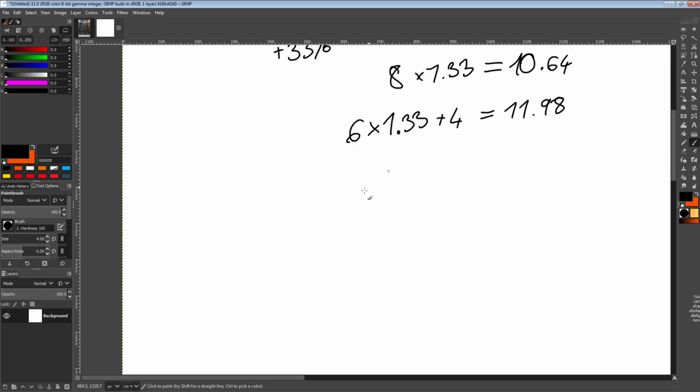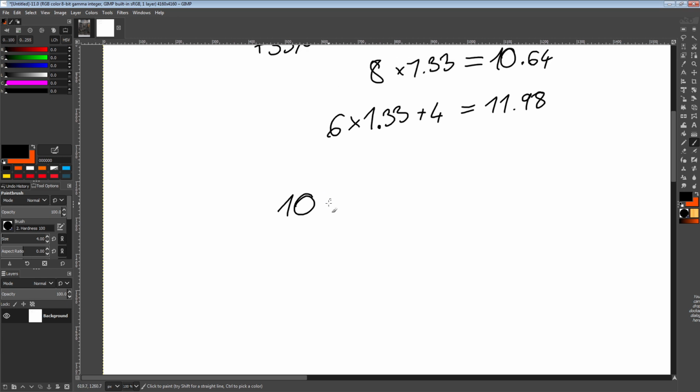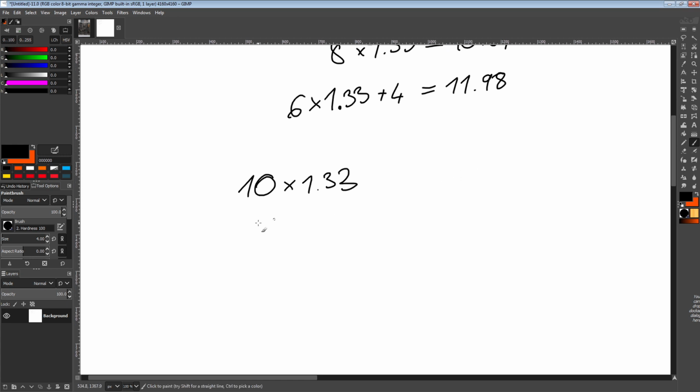Moving on, let's talk about the 10 core 20 thread versus the 10 core 19 thread setup. So that is 10 times 1.33 versus 9 times 1.33, and that obviously is just 13.3 plus 1, and then we have 9 times 1.33 plus 1, and that I'm not doing in my head. So let's ask the calculator again. So that works out to 12.97.